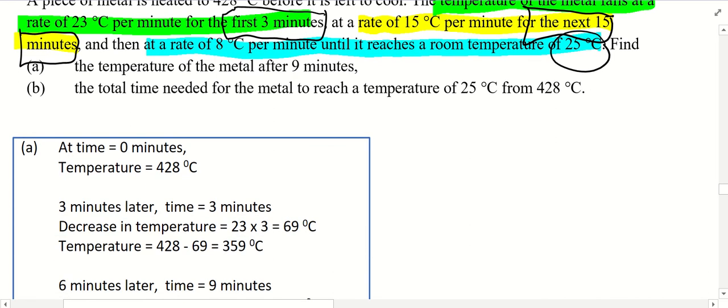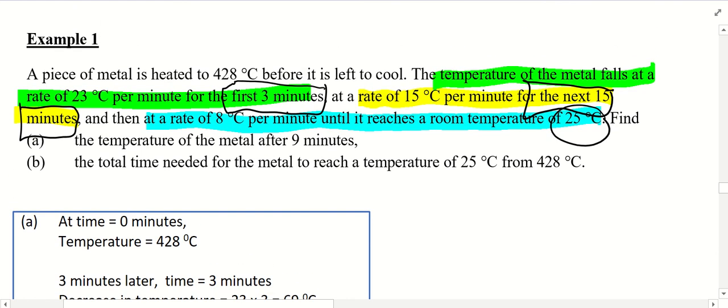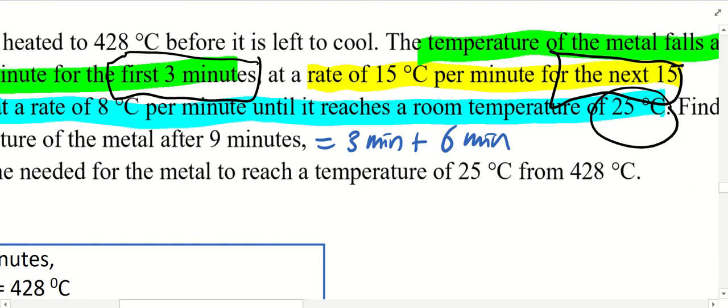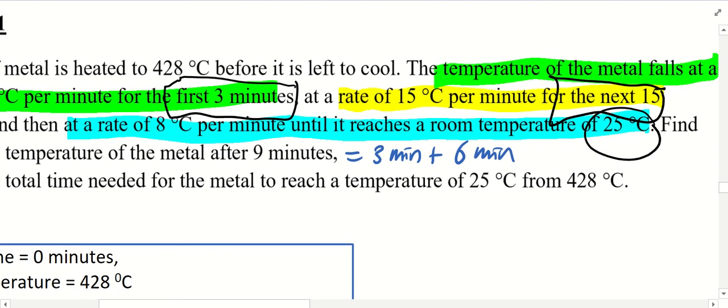Okay. The question asks for part A, what is the temperature of the metal after 9 minutes? So 9 minutes, over here, I will write equals to 3 minutes plus 6 minutes. Why do I do so? It's because the rate of temperature dropping is different for the first 3 minutes. I'm highlighting it in green, the same color as how I highlight the question. And for the next 6 minutes, the rate is going to be different. Okay, so let's check out how we're going to do this.